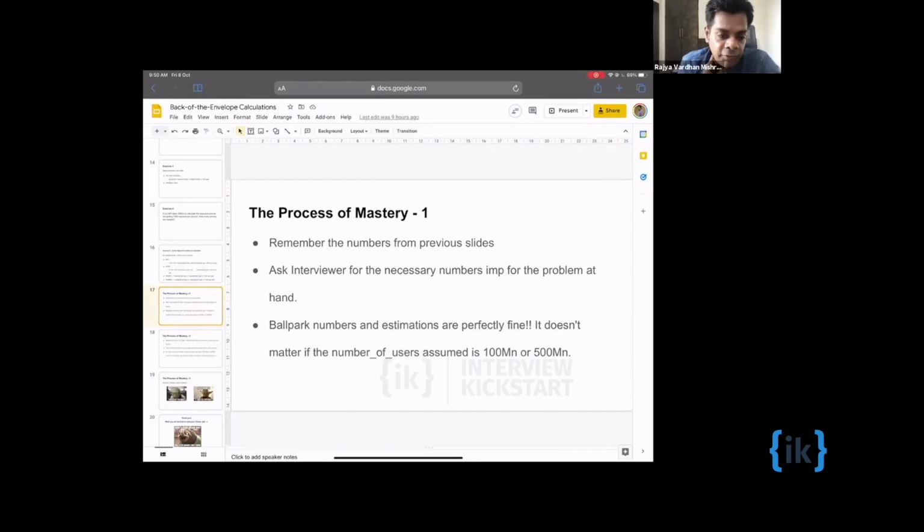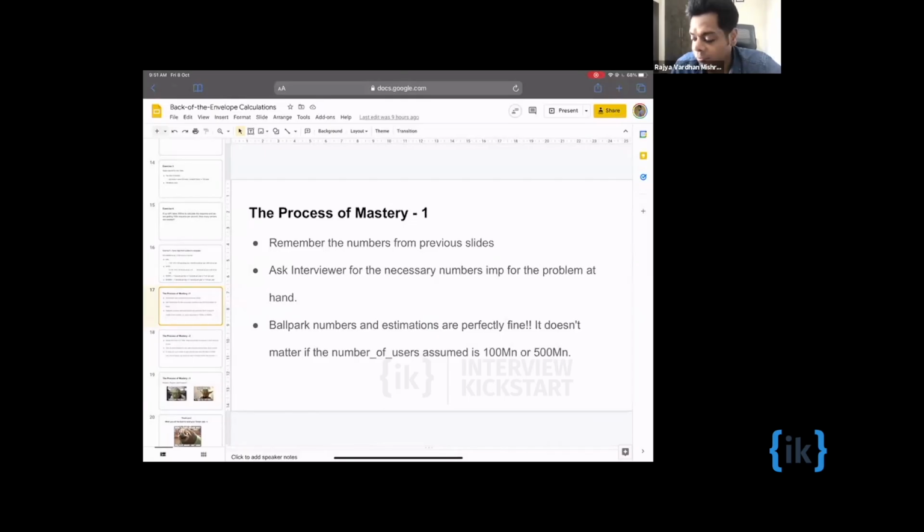In many cases interviewers will provide you with the numbers. If you are an experienced backend engineer, then the interviewer may not answer any question. They will just tell you, okay, what do you think? Then ballpark numbers and estimations are perfectly fine. It doesn't matter if the number of users assumed is 100 million or 500 million. But first you should ask interviewers for the necessary numbers.